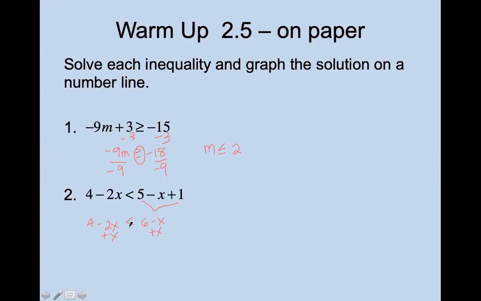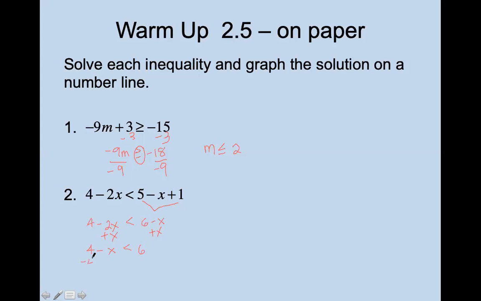I could have done several things. I could have subtracted 6. I could have added 2x. I could have subtracted 4. So I just made the arbitrary decision to add x to both sides, but you could have started in a different place. So that gives me 4 minus x, because negative 2 plus 1 is a negative 1, is less than 6. All right, I now have my variable on the left.